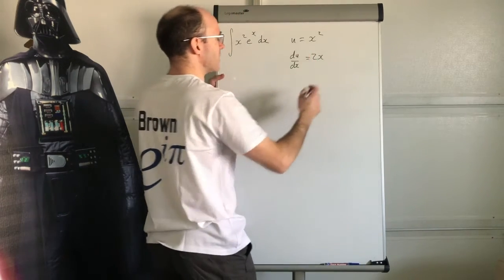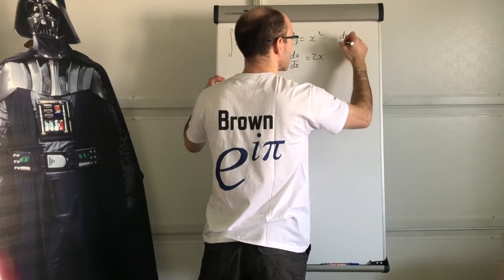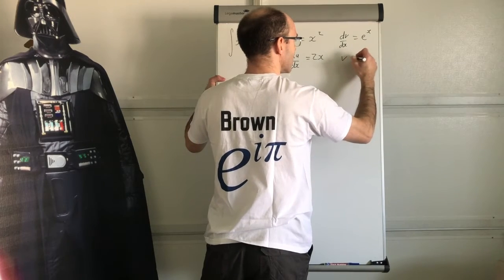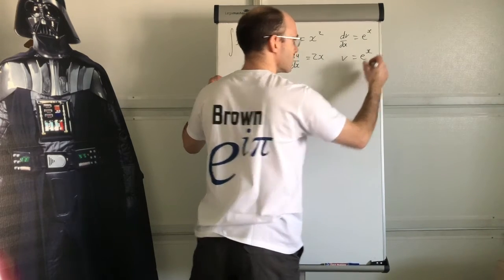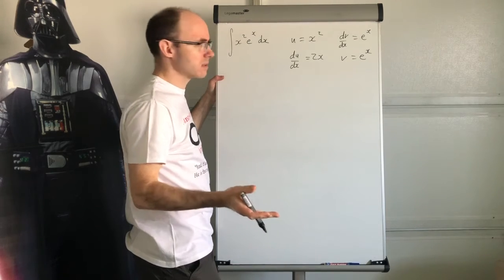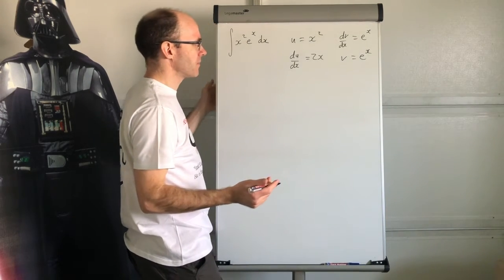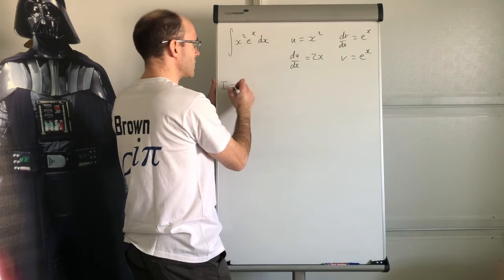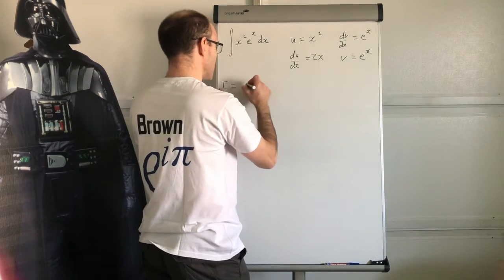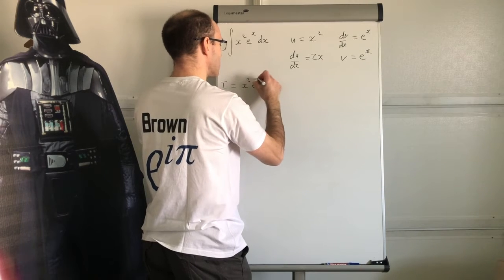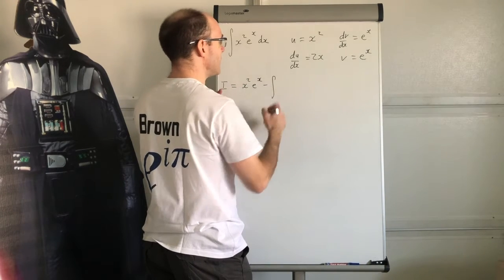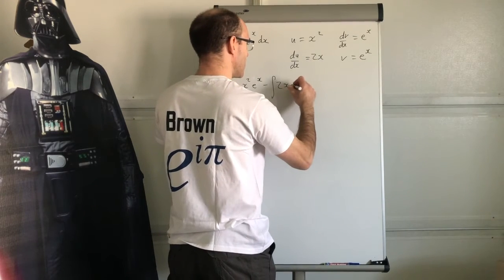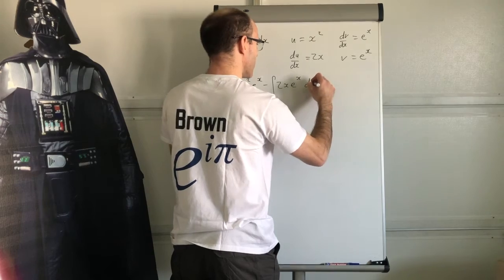So u is that, du dx equals this. dv dx is equal to e to the x, and v, integrate that, is equal to e to the x. Right, I'm starting to do it a little bit more quickly now, okay, because you'll be able to do it as quickly as well. Okay, so let's see what this integral becomes then. So integral is equal to uv, so it's x squared e to the x, subtract integral of v du dx, so that times by that, so 2x e to the x dx.